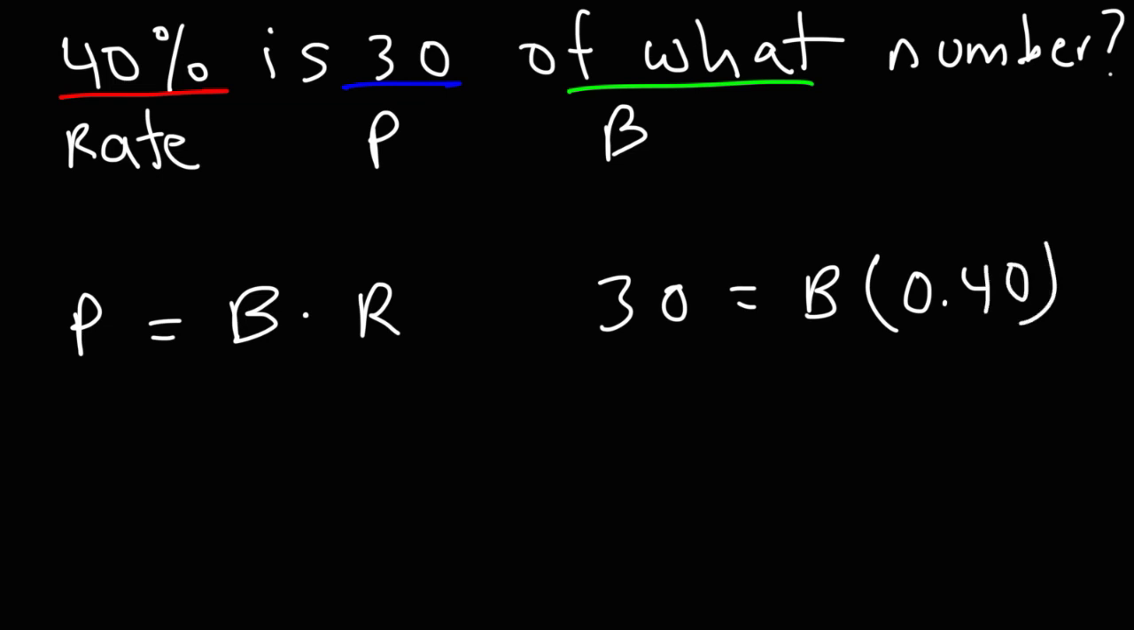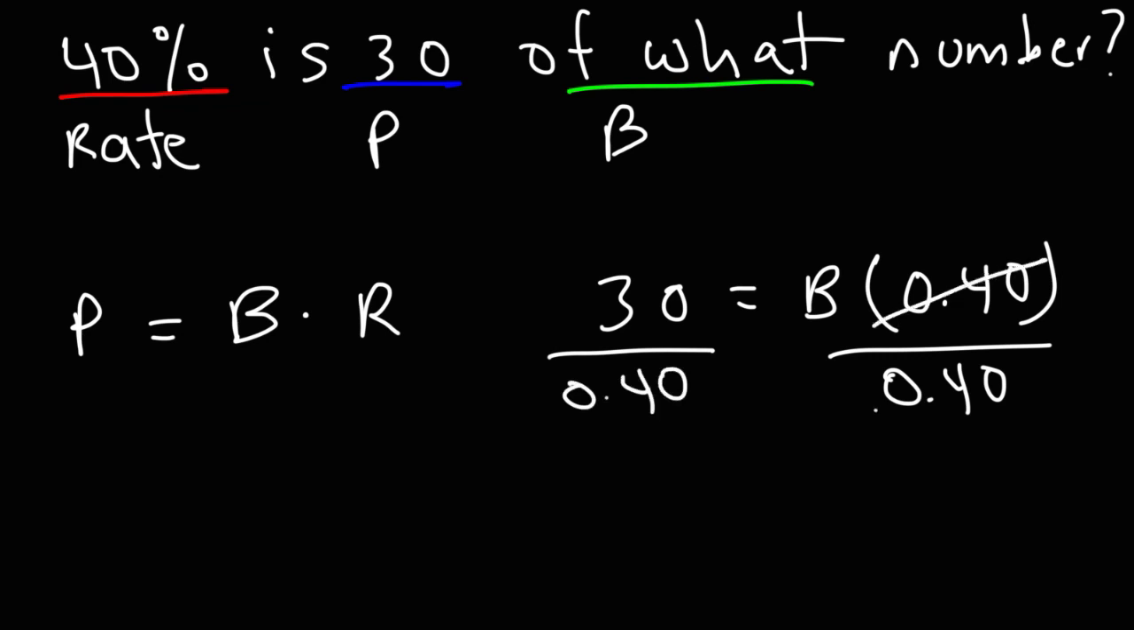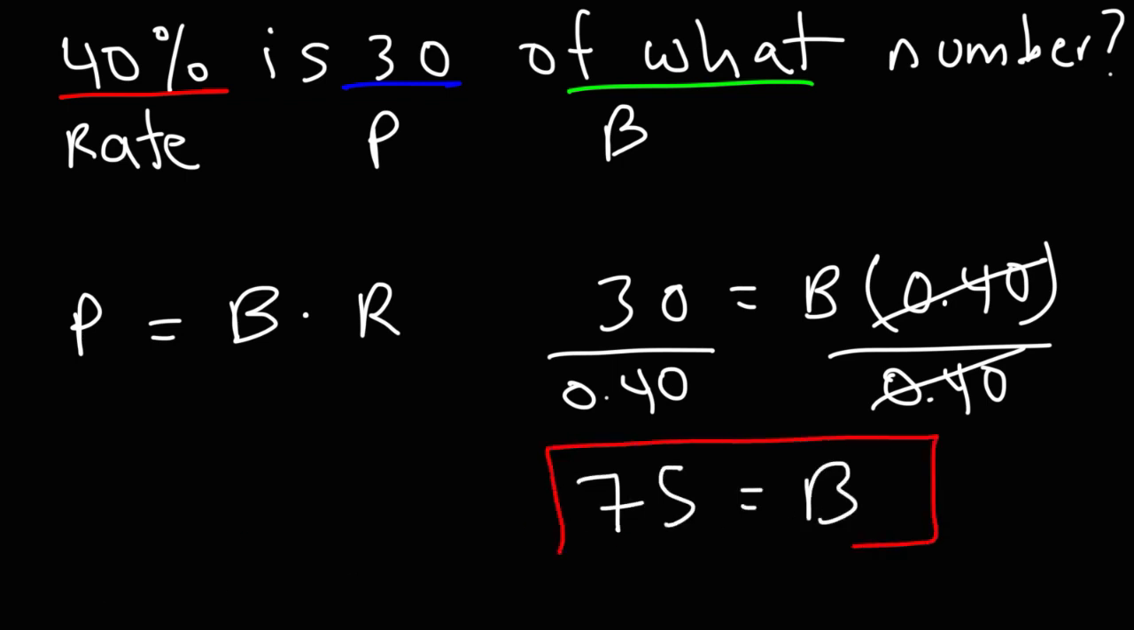So now we need to do a little math here. How can we calculate B, the base? In order to get B by itself on the right side of the equation, we need to divide both sides by 0.40. 0.40 divided by itself is 1, so those two numbers will cancel. On the left, we have 30 divided by 0.40, and that will give us 75. And so that is the base, that is the answer that we're looking for. So we can say that 40% is 30 of 75. So that's how we can complete the sentence. Now let's move on to our next example.